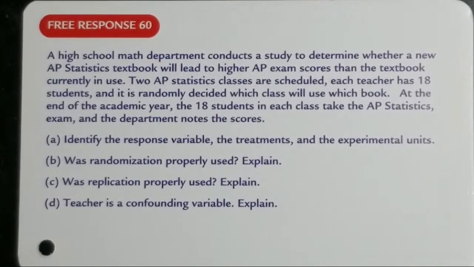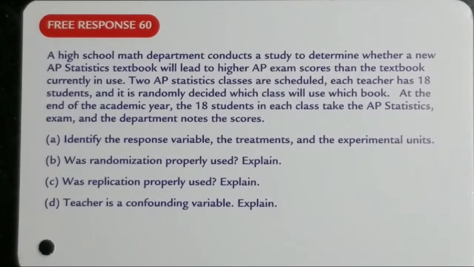Okay. A high school math department conducts a study to determine whether a new AP Stat textbook will lead to higher AP exam scores than the textbook that is currently in use. Two AP Stat classes are scheduled. Each teacher has 18 students. And it is randomly decided which class will use which book, which is good. You always have to have randomization in these types of things. At the end of the academic year, the 18 students in each class will take the AP Statistics exam.